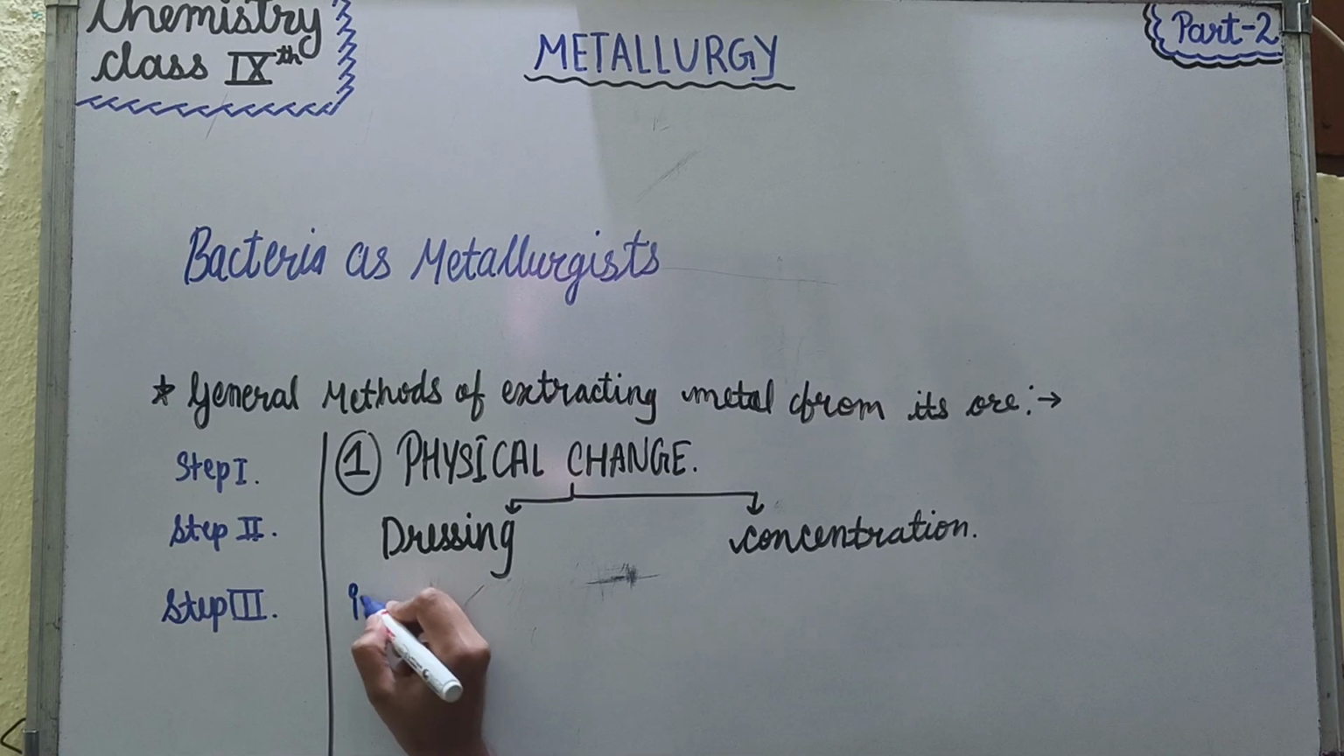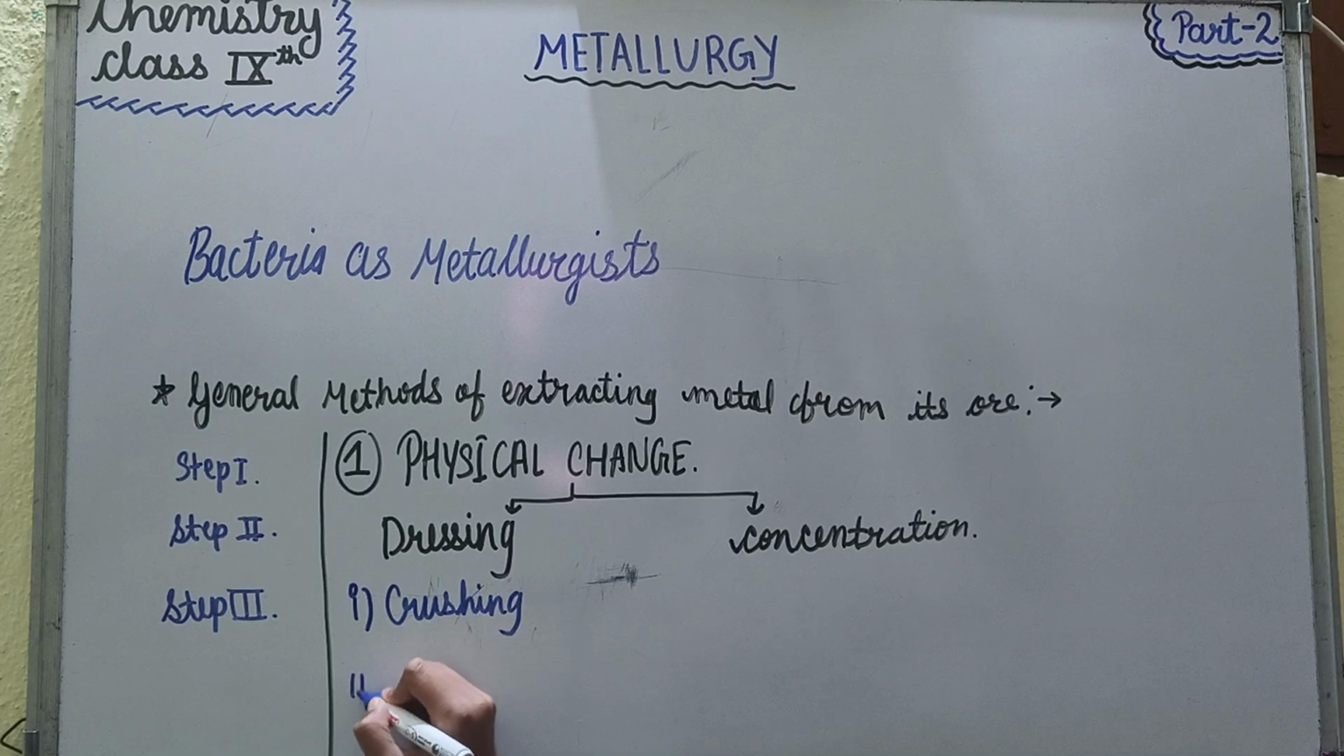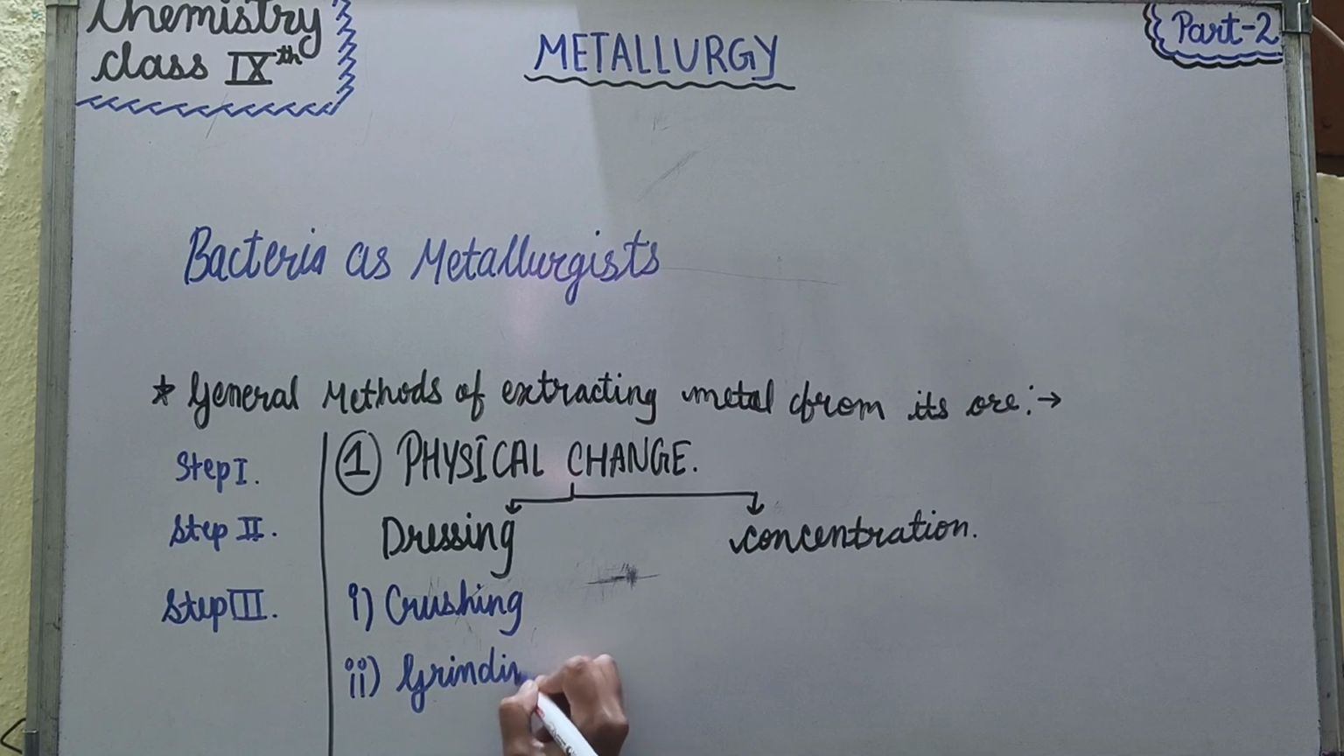There are two types of dressing. First is crushing and second one is grinding. Crushing means ore is crushed in big mills like ball mill to break it into smaller pieces. Second, grinding. Crushed ore is ground thoroughly with a grinder to obtain better finish on the surface of the metal.